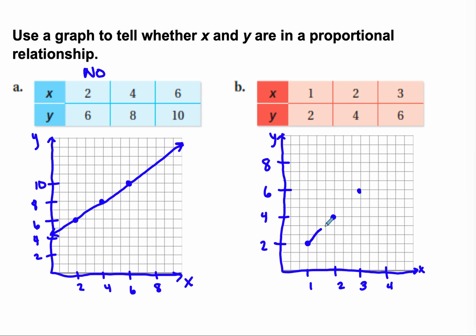All right, and then I'm going to connect my points into a line, and I'm going to extend it through my entire graph space. So when I look at this graph, yeah, it's going to go through 0, 0. It is a straight line. So yes. If I wanted to check it with a multiplication pattern, remember we can use that to find proportional relationships. On this one, it would be times 2. 1 times 2 is 2. 2 times 2 is 4. 3 times 2 is 6. It's called a constant of proportionality, what we're multiplying our x by to get to y.